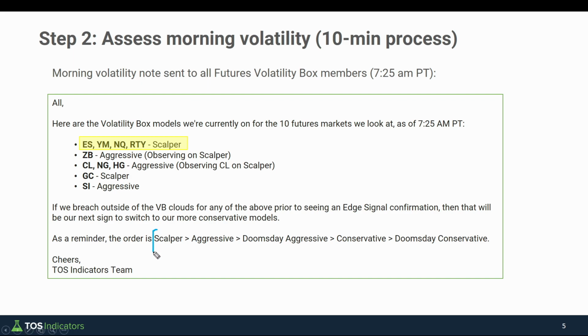We have 5 models. You can see them down here. Think of this as a ranking system from 1 to 5, 5 being most conservative, 1 being most aggressive, and in today's case, to start off the day, all of the major index markets were on the most aggressive volatility box models, which means low volatility to start off the day. So far, we've understood overnight gaps, and we also know we have low morning volatility.